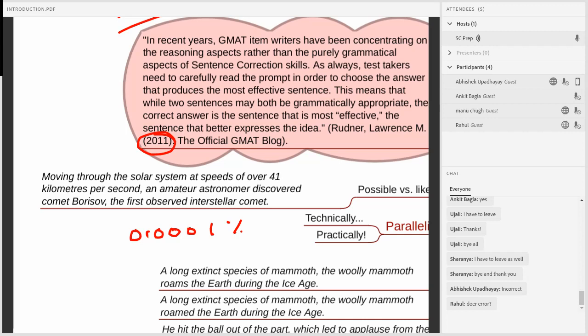Quick check. Is everyone comfortable with possible versus likely? Excellent. I think Rahul, Ankit, Manu, and Abhishek, perfect. All right.